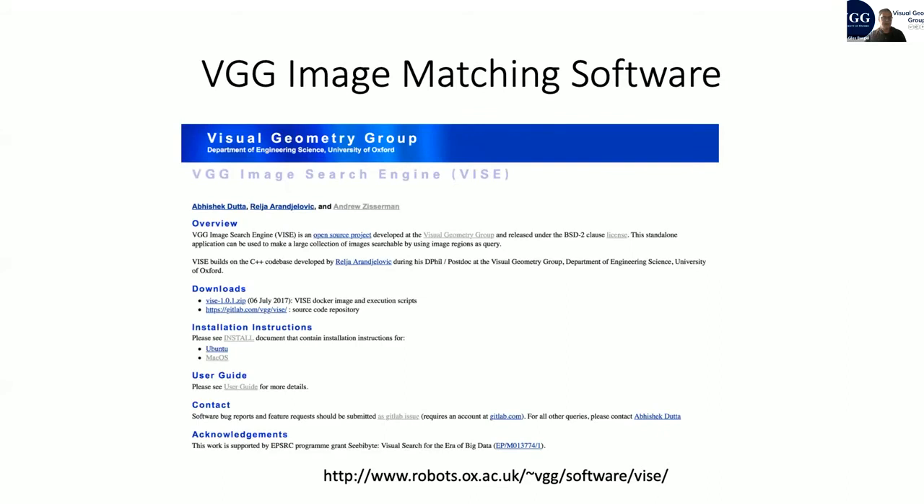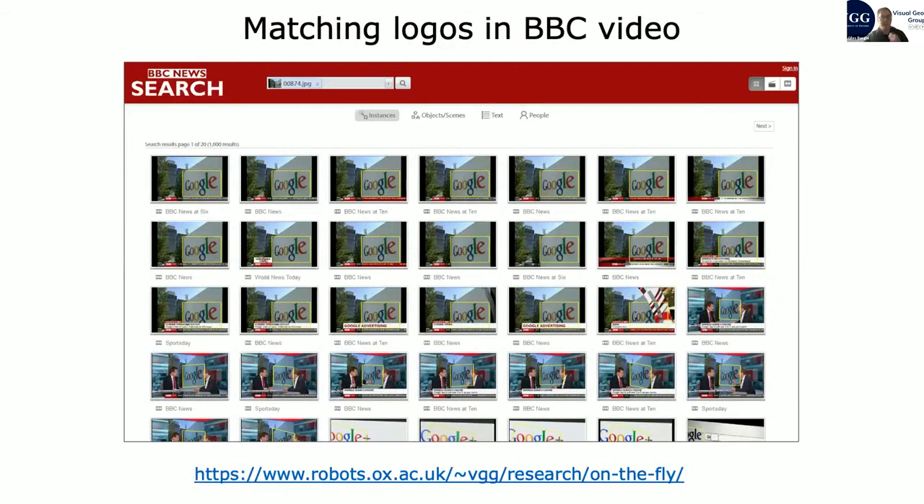And this technology we make available through this software, the VGG Image Search Engine, or VISE. It's free and open source and under active development. And it can do things like retrieve logos in video footage. So here's the Google logo in various instances of canned footage in a data set of 10 million keyframes from the BBC video. That demo is available online through this link.